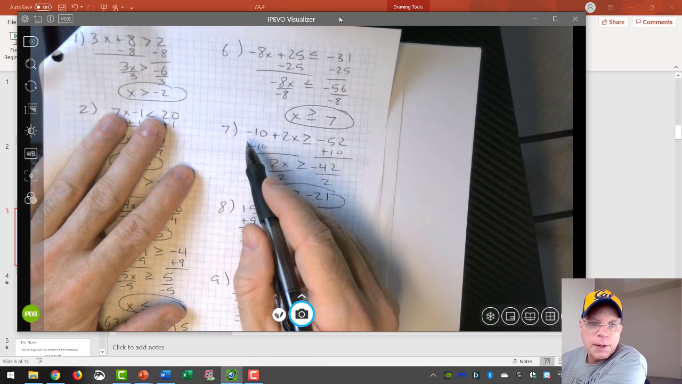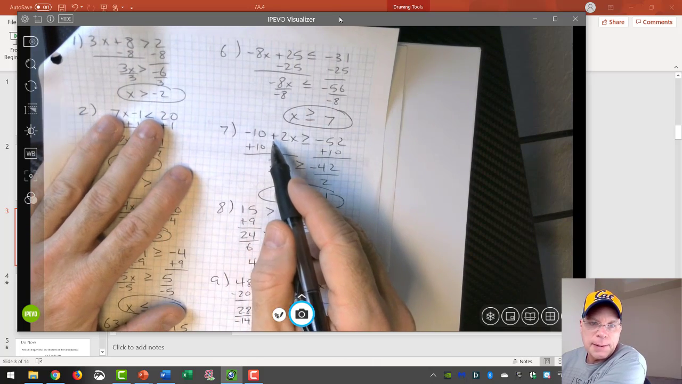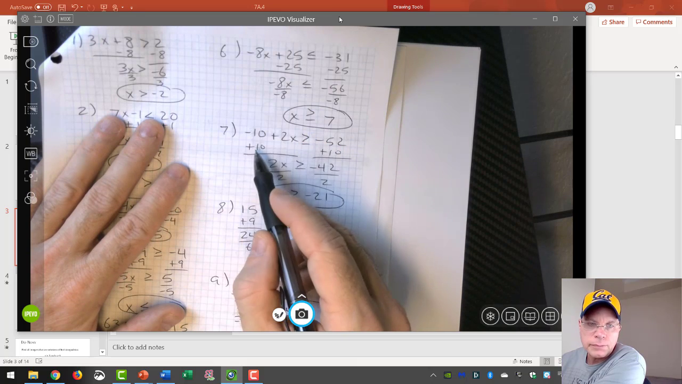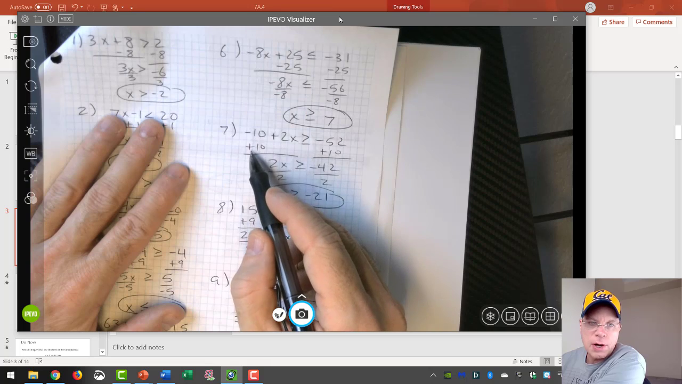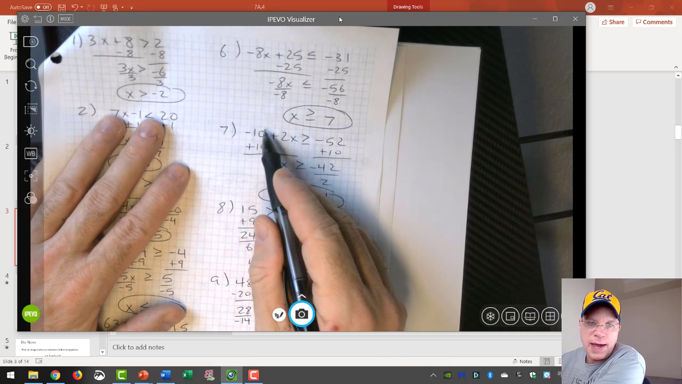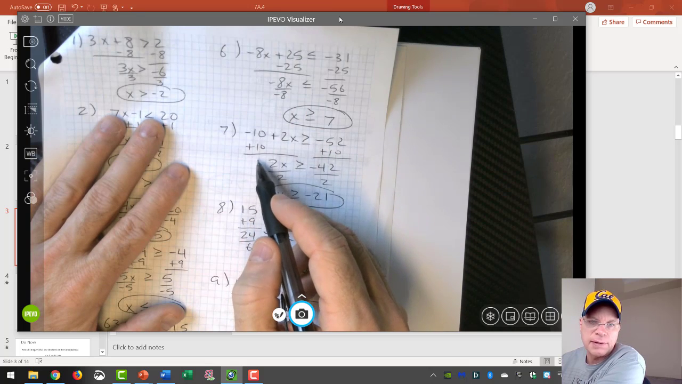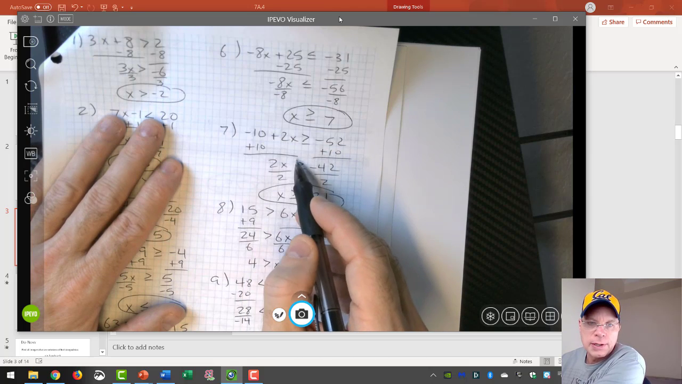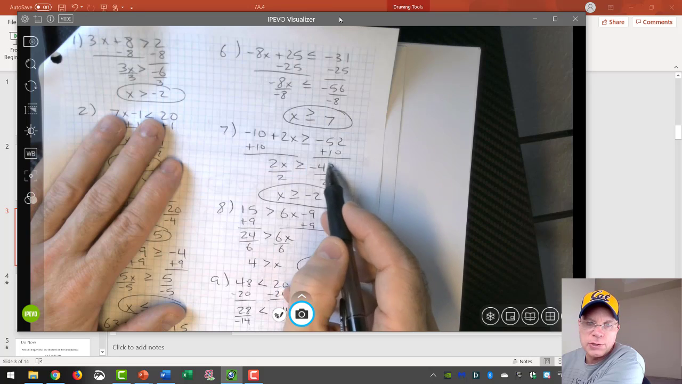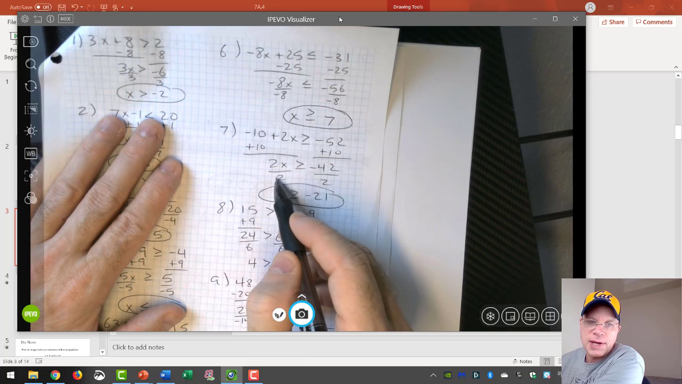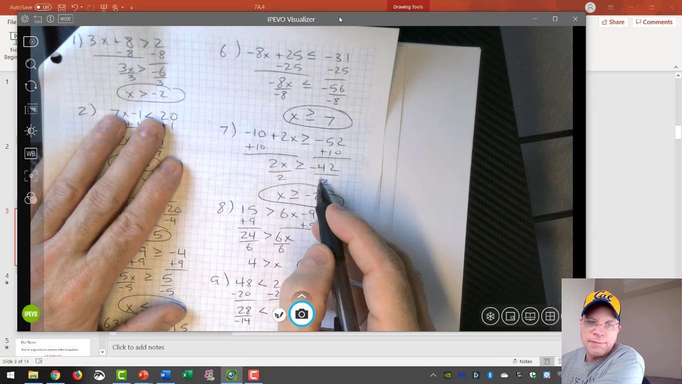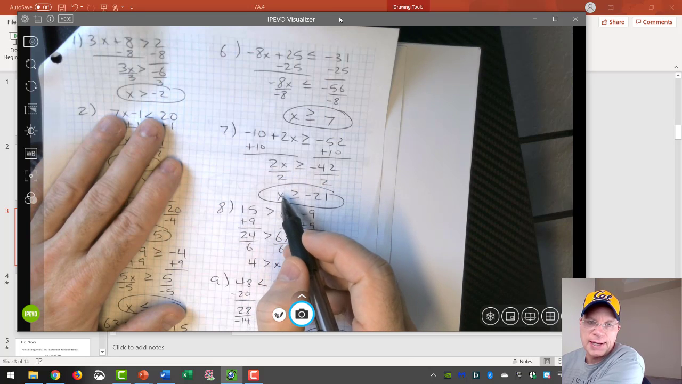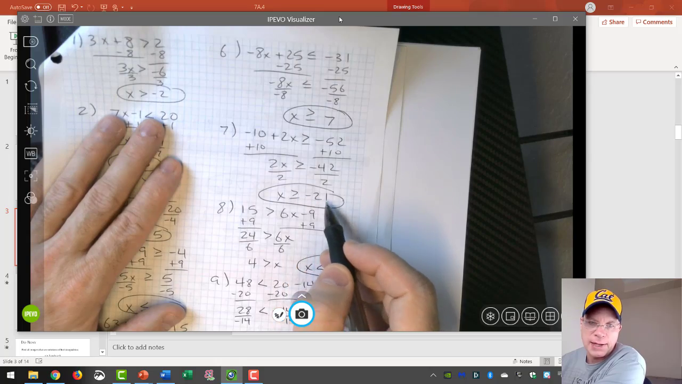Okay. Number 7. Negative 10 plus 2x is greater than or equal to negative 52. I remove the constant term by adding 10 to both sides. So when you add opposites, you get a sum of 0. That's additive inverse. Do it to both sides. That's property of equality. And I get 2x is greater than or equal to negative 42. When I then divide both sides by positive 2, I have not divided or multiplied by a negative, so I don't reverse the inequality symbol, and I get x is greater than or equal to negative 21.